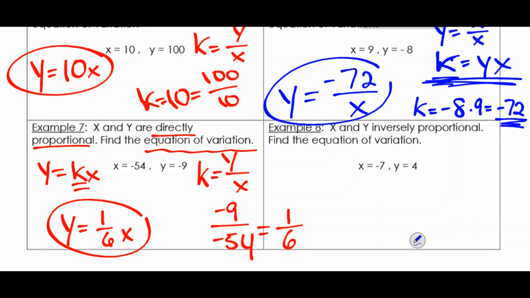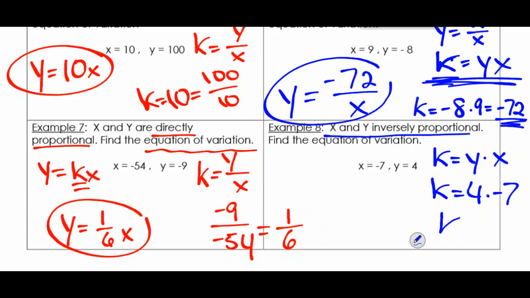These are inversely proportional. X and y are inversely proportional, which means I have to use this equation to find my constant, y times the x. So my constant is 4 times -7, or -28. And now I just take that constant and plug it into my equation, y equals -28 over x.